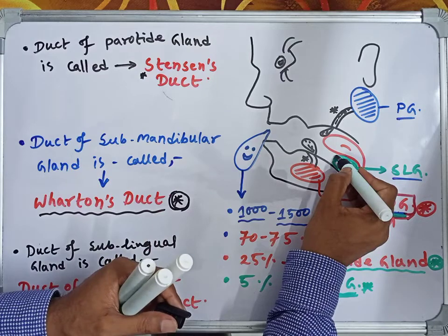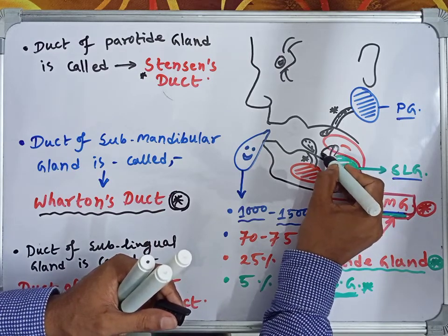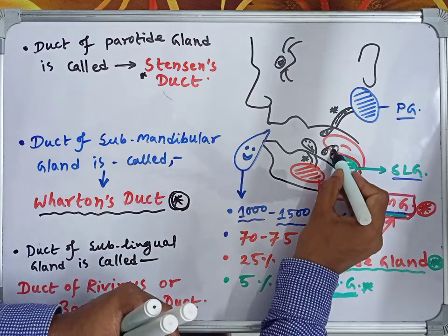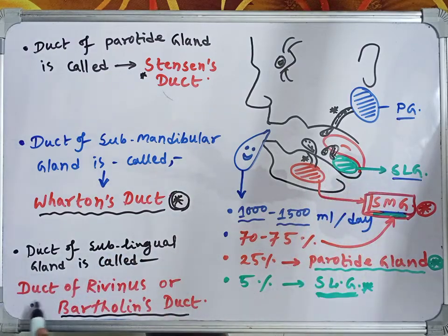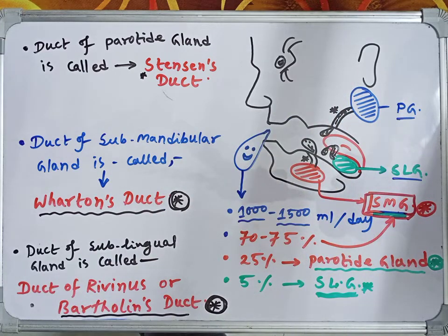This sublingual gland actually opens below the tongue, and this duct is actually called what? Duct of Rivinus or Bartholin's duct, right? That is all about your salivary glands and composition of saliva.